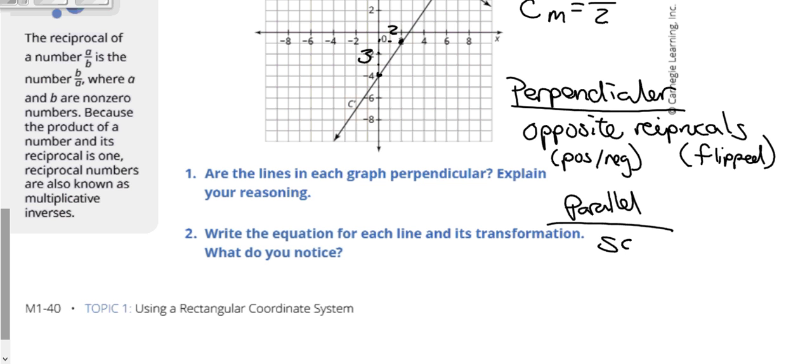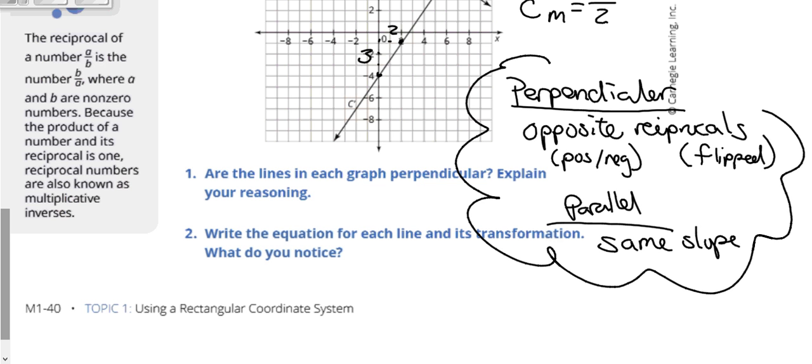have the same slope. Okay? So perpendicular lines have opposite reciprocals. Parallel lines have the same slope. Okay, and we're going to be dealing with writing the equations of perpendicular and parallel. You've probably talked about this before, so I'm not going to spend a lot of time going into all the transformations and that sort of stuff. But basically, the perpendicular have opposite reciprocals, parallel have the same slope.